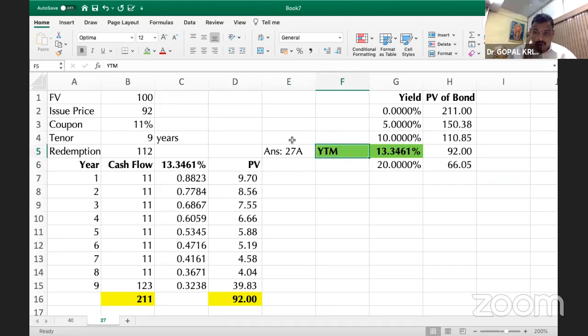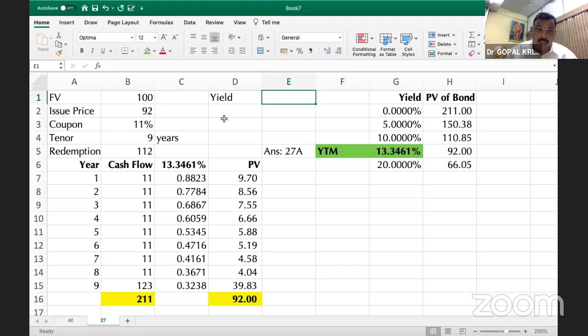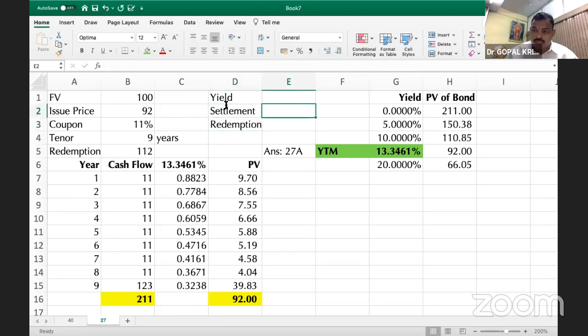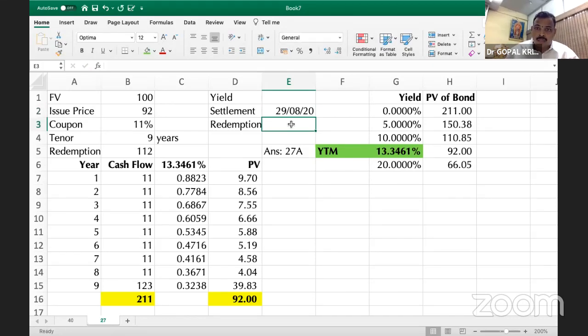Now your yield you can also calculate using a function. Okay, so how will you do that? I need a settlement date. I also need a redemption date. For example, what is today's date? Today's date is actually 29 August 2020. Now, when will you redeem? 9 years. So 29 August 2029.